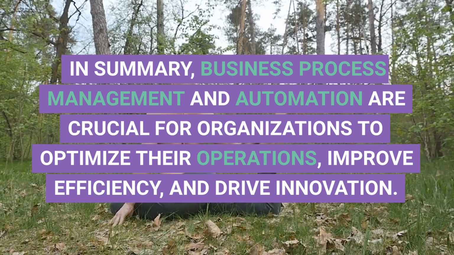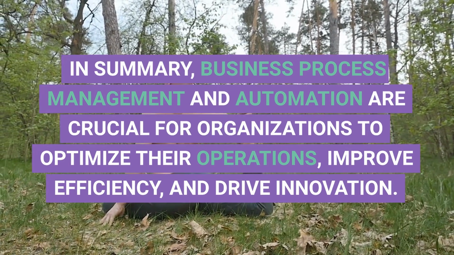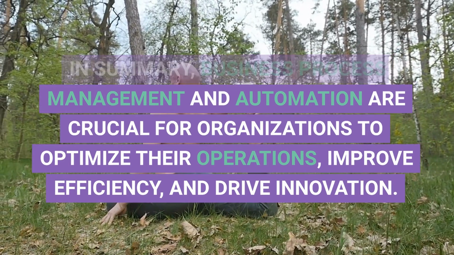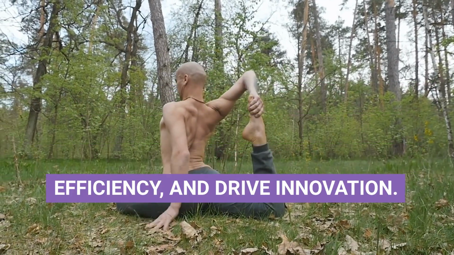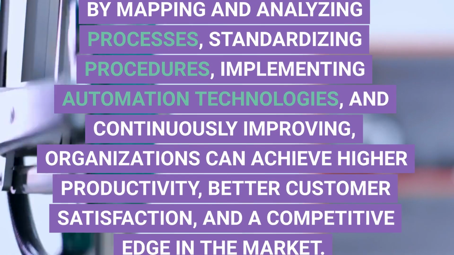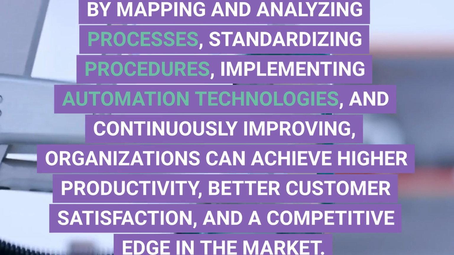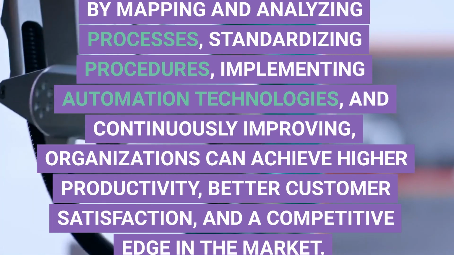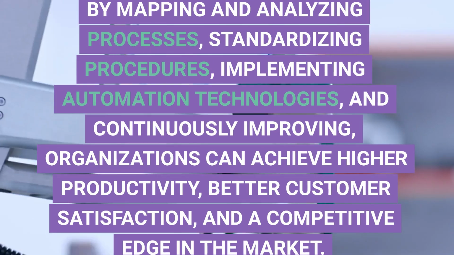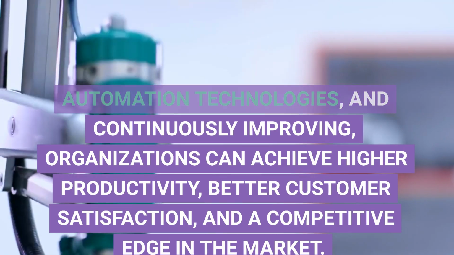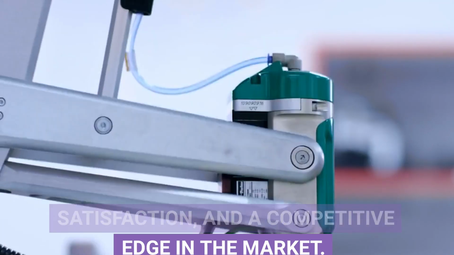In summary, business process management and automation are crucial for organizations to optimize their operations, improve efficiency, and drive innovation. By mapping and analyzing processes, standardizing procedures, implementing automation technologies, and continuously improving, organizations can achieve higher productivity, better customer satisfaction, and a competitive edge in the market.